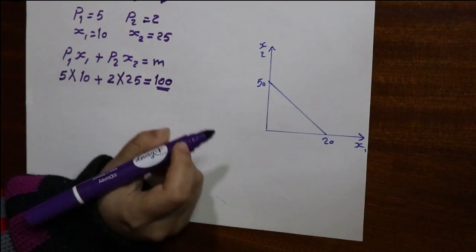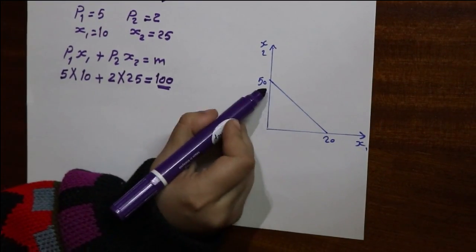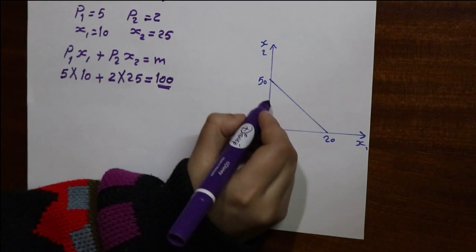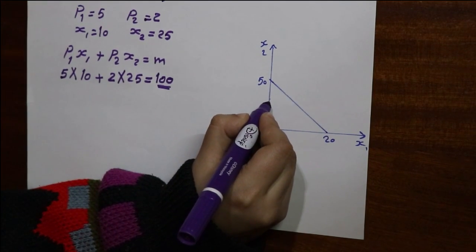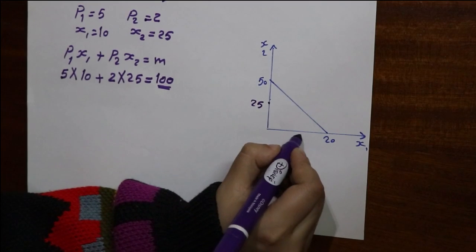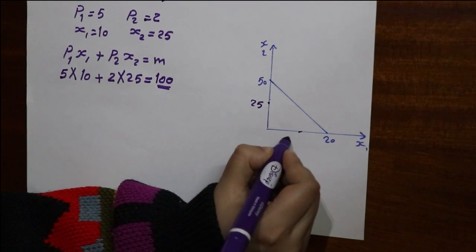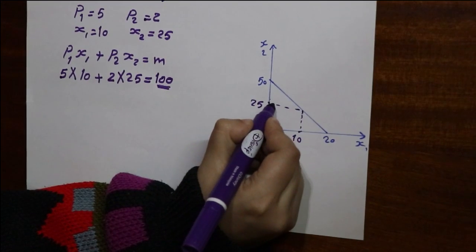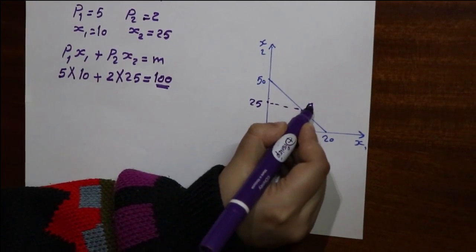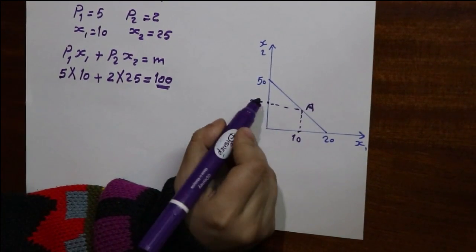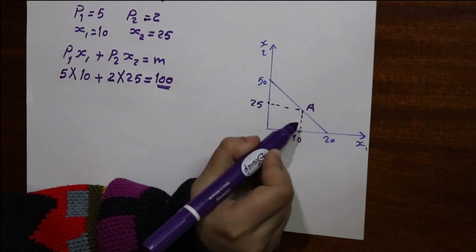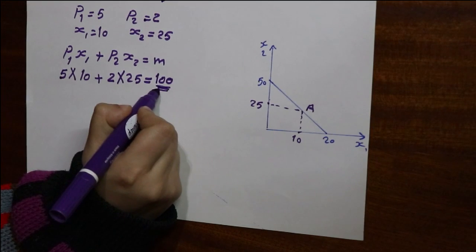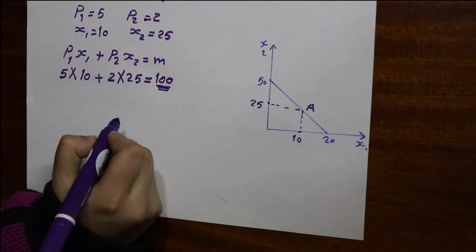So the point will be on the same budget line. We put 25 units of x2 here and 10 units of x1 here, and the point is A. The point is on the same budget line because the money income doesn't change.